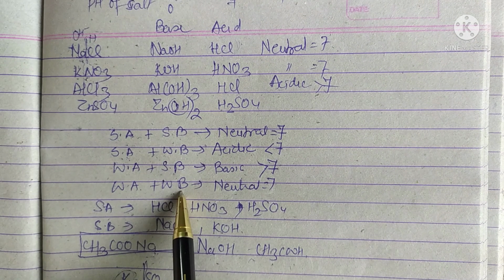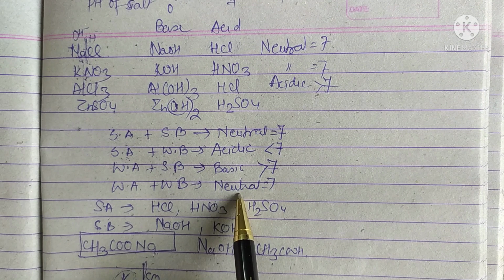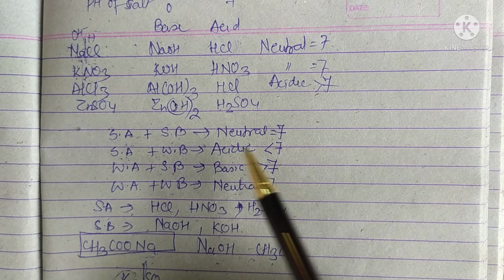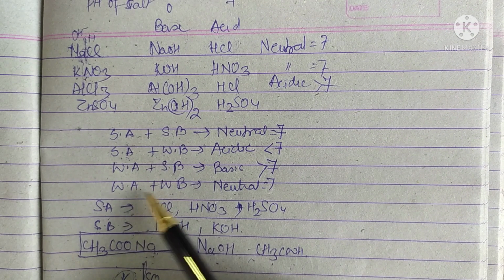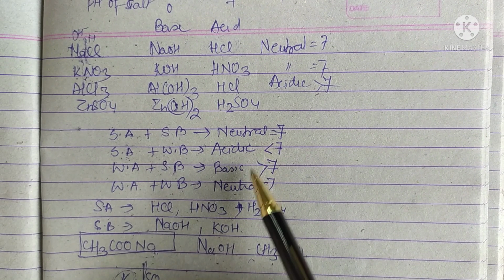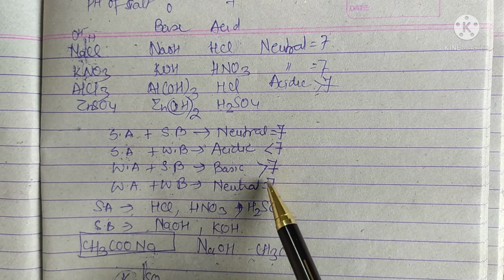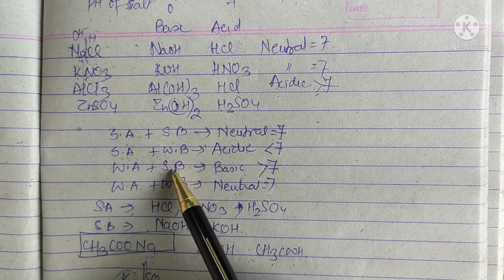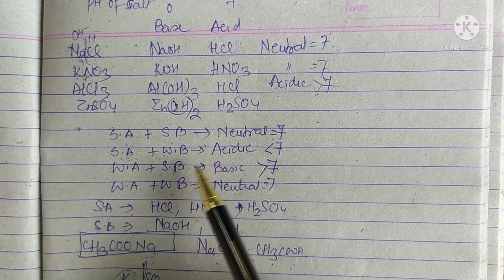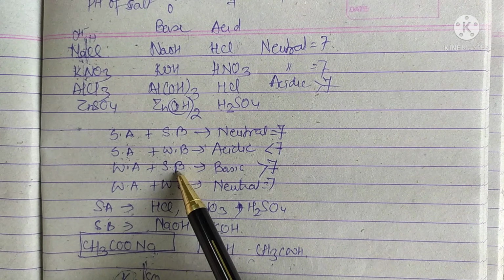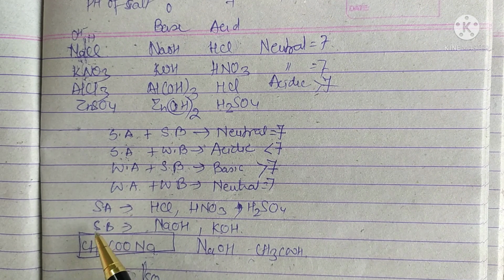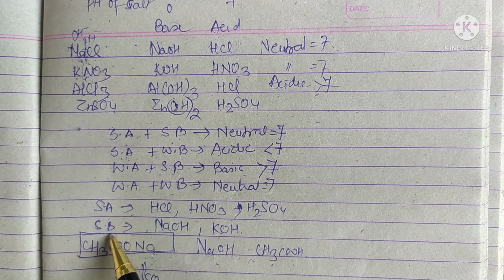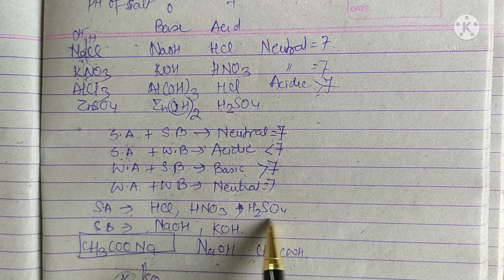If both are weak, in that case the salt will be neutral in nature and its pH will be equal to 7. Means if both are strong or both are weak, the nature of the salt will be neutral and pH will be equal to 7. And if any one of them is strong, then the nature of the salt will be that only. Now what are the acids which are strong acids and strong bases? Let us memorize these things.